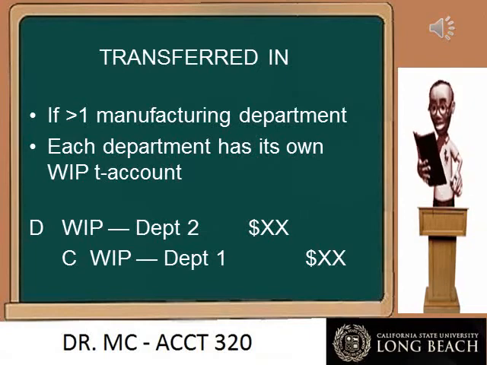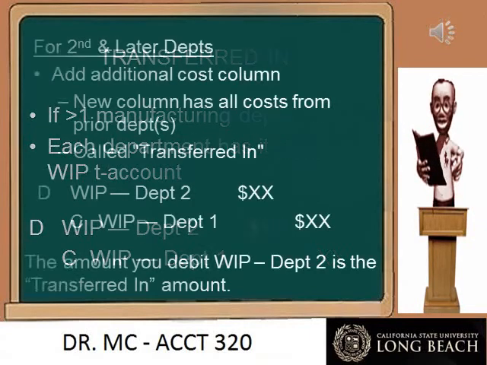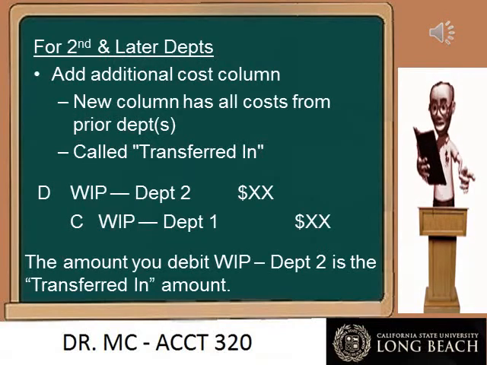We now need to discuss how the second and later departments handle the cost that has been transferred from the earlier departments. That cost is the cost of the units being transferred, and it has to be reflected in the cost of those units. The second and later departments do this by treating those transferred costs as a new cost component in addition to direct labor and conversion costs. We call that cost component transferred in. Transferred in will get its own column in our table.